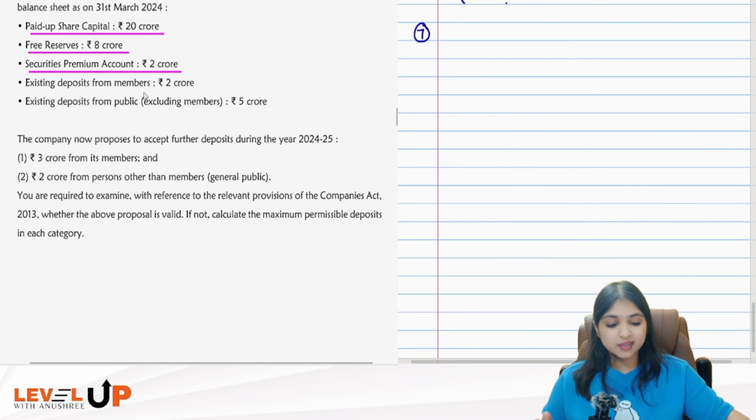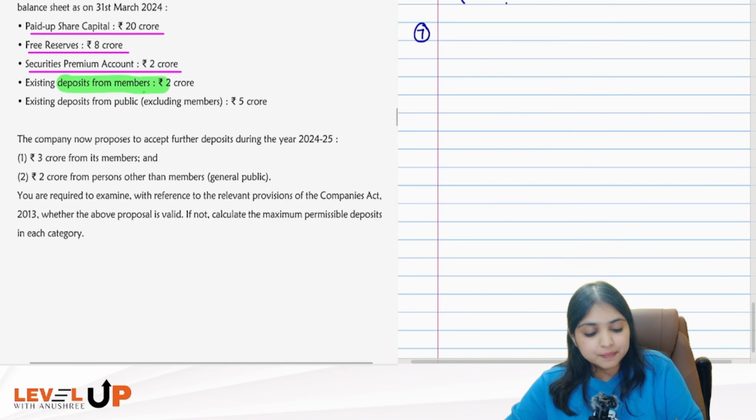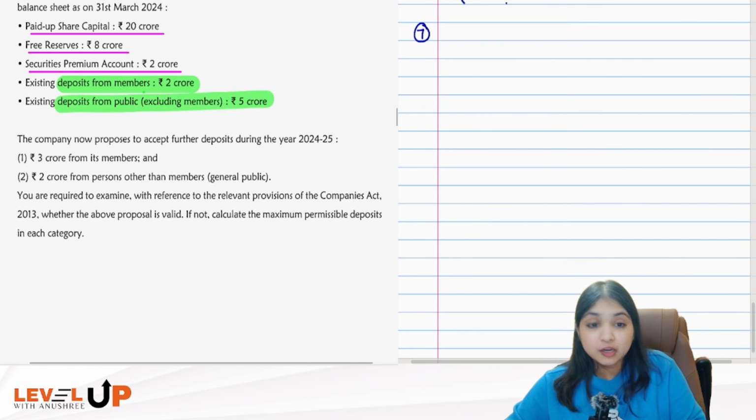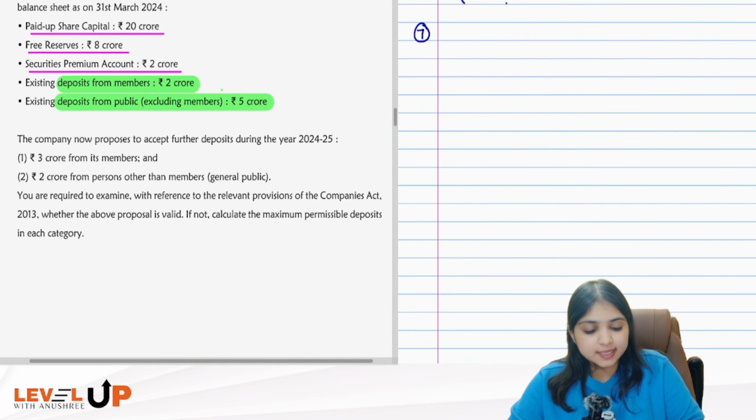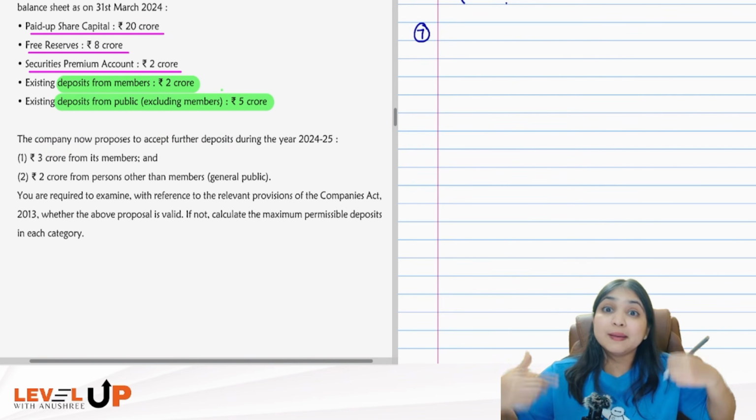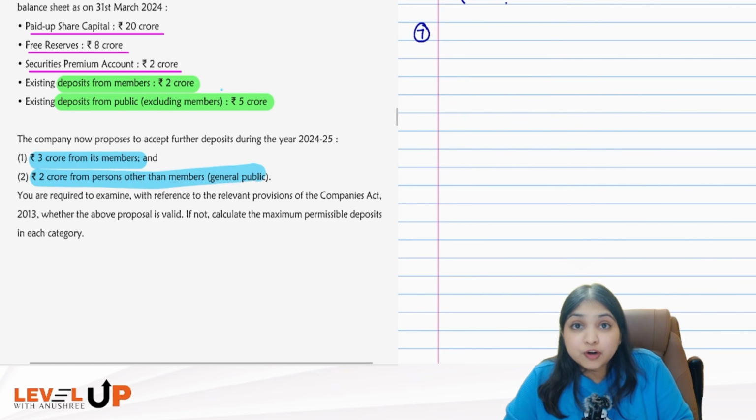Okay. Then the question says company has already accepted deposits from members 2 crores. Company has already accepted deposits from public 5 crores. Okay. Then the question says company now proposes to accept further deposits. So company has already accepted deposits from members and public. Now company wants to accept more deposit. How much more deposit? We want 3 crore from members and we want 2 crore more from the public.